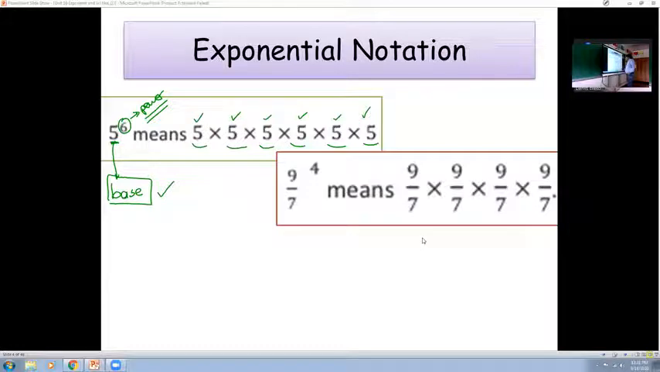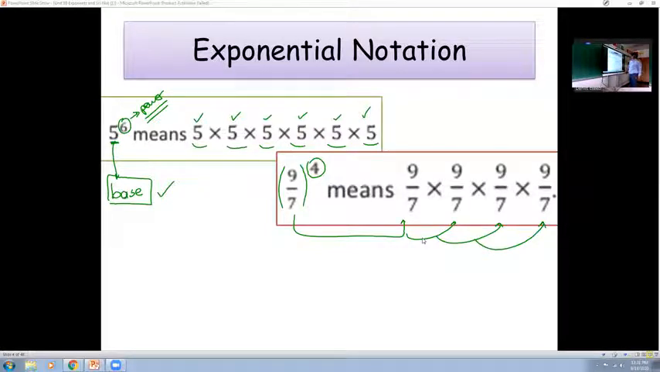And here, I think I forgot to put a parenthesis. That's my bad, I apologize. What number is being repeated? 9 over 7, right? The base is always being repeated, you see that? It is duplicated, the same, 4 times. The exponent is telling us you have to repeat it 4 times: 9 over 7, 9 over 7, 9 over 7, 9 over 7.